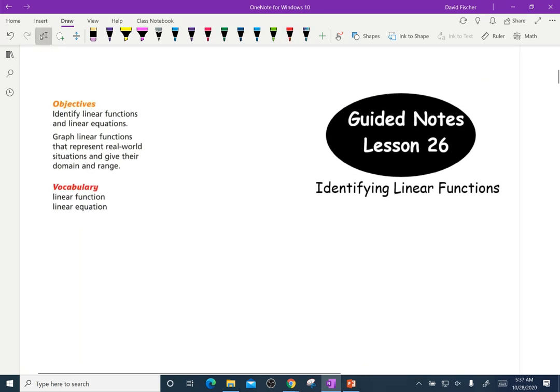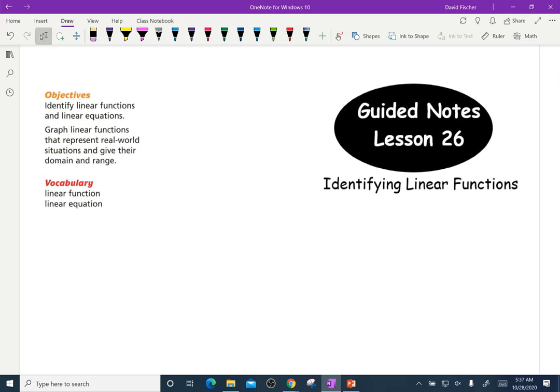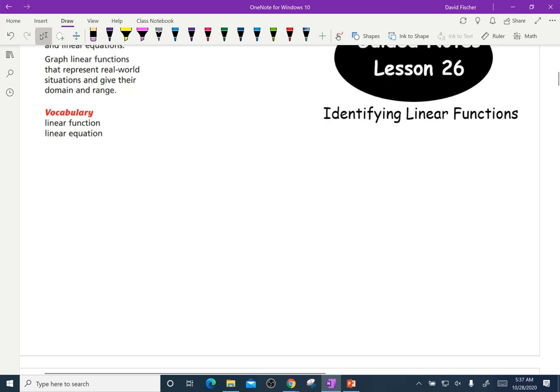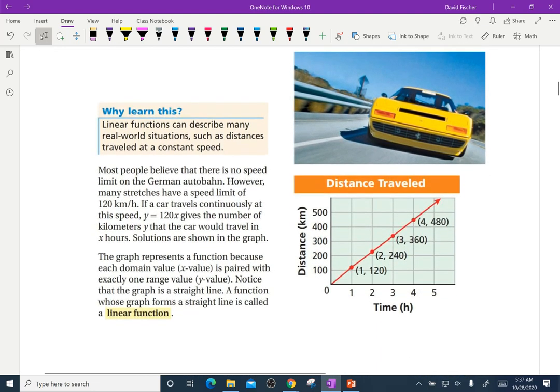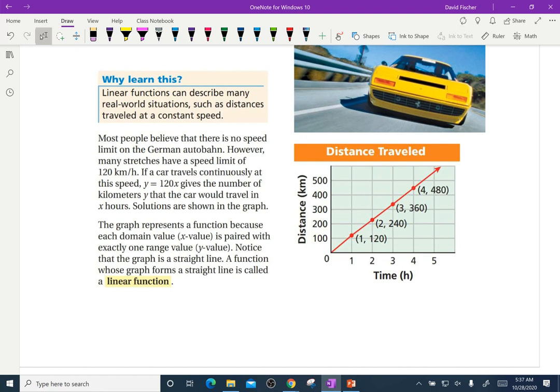So today we're looking at linear functions and linear equations. Linear means a straight line. We do have straight lines. So here's our, who needs this kind of a problem? Why learn this? They can describe many real-world situations, such as distance traveled at a constant speed. Most parents now have cruise control on their car, and so if we have a long distance, like I'm driving from here to Texas, and the speed limit's 65, I set cruise control on 65, and I can predict how many miles I'm going to go every hour.